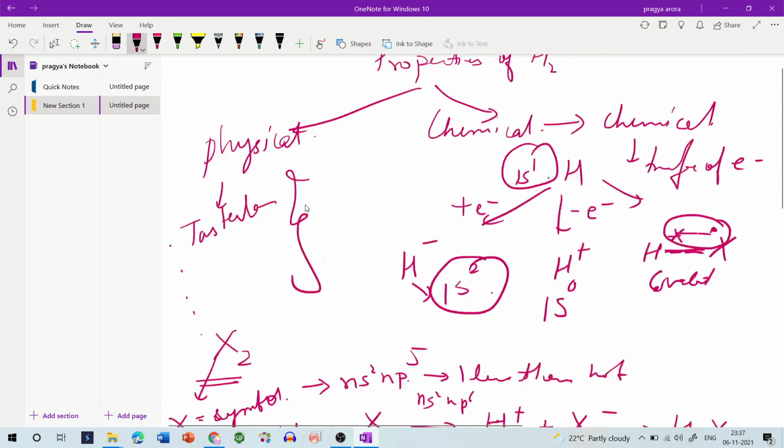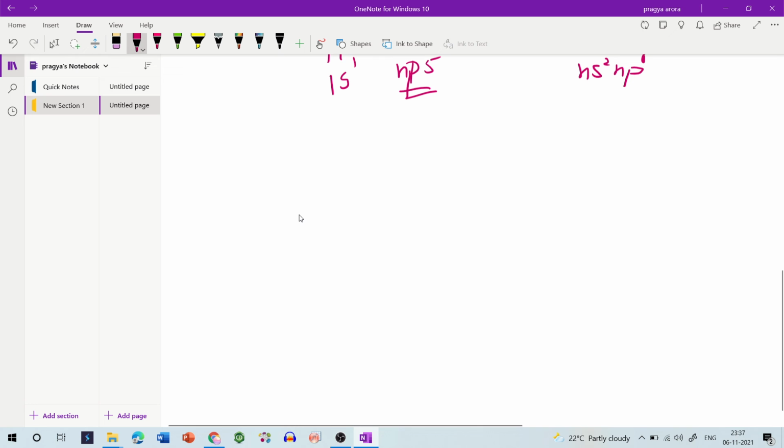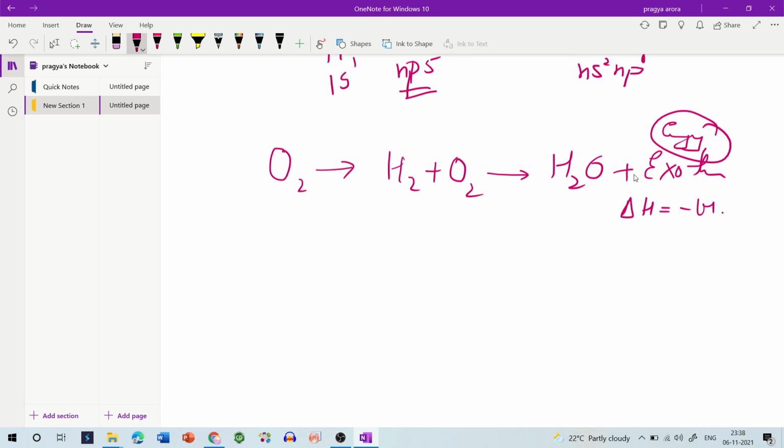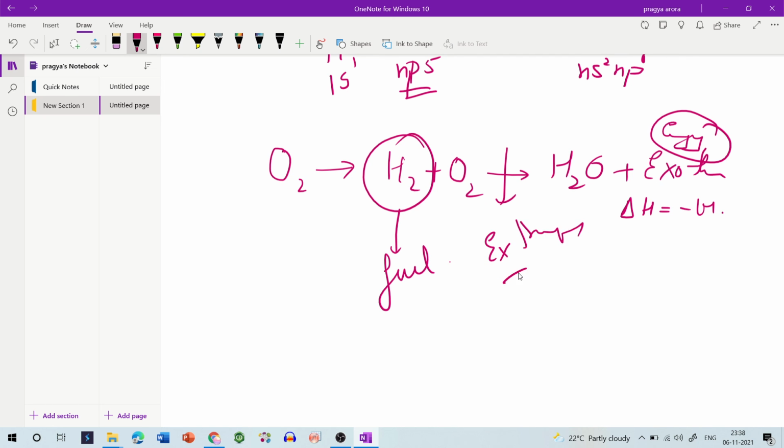Now let's talk about the reaction with oxygen. Hydrogen can react with oxygen to form H2O, and it's an exothermic reaction. Delta H is negative for the reaction, and energy is released. Because of the release of so much energy, hydrogen is utilized as fuel. But this reaction can only happen when you apply extreme conditions of temperature or provide a catalyst.